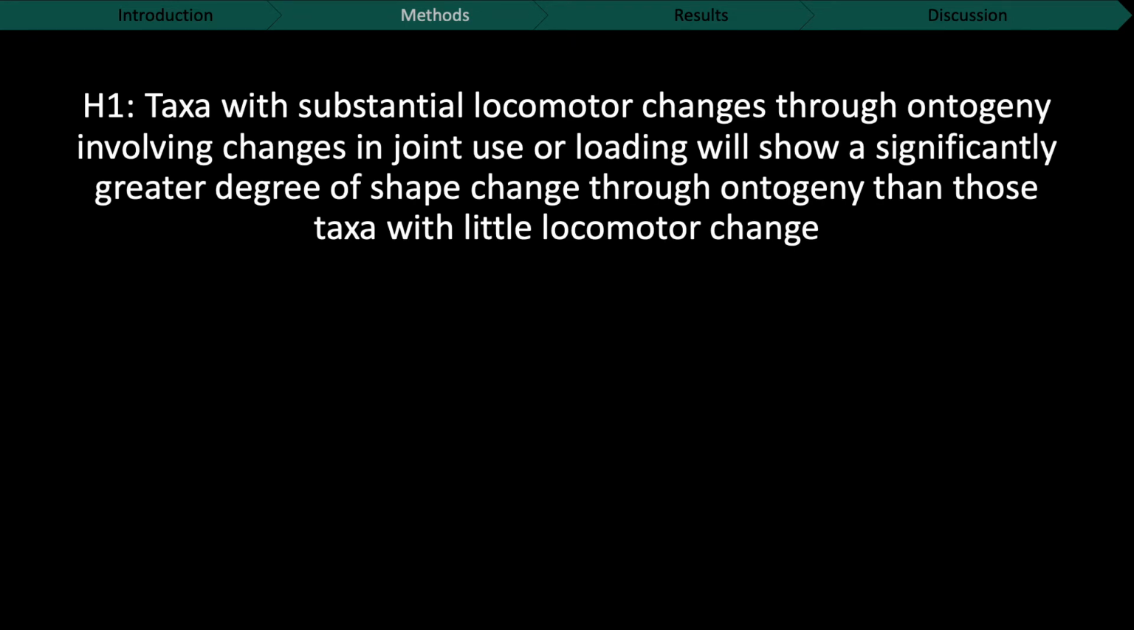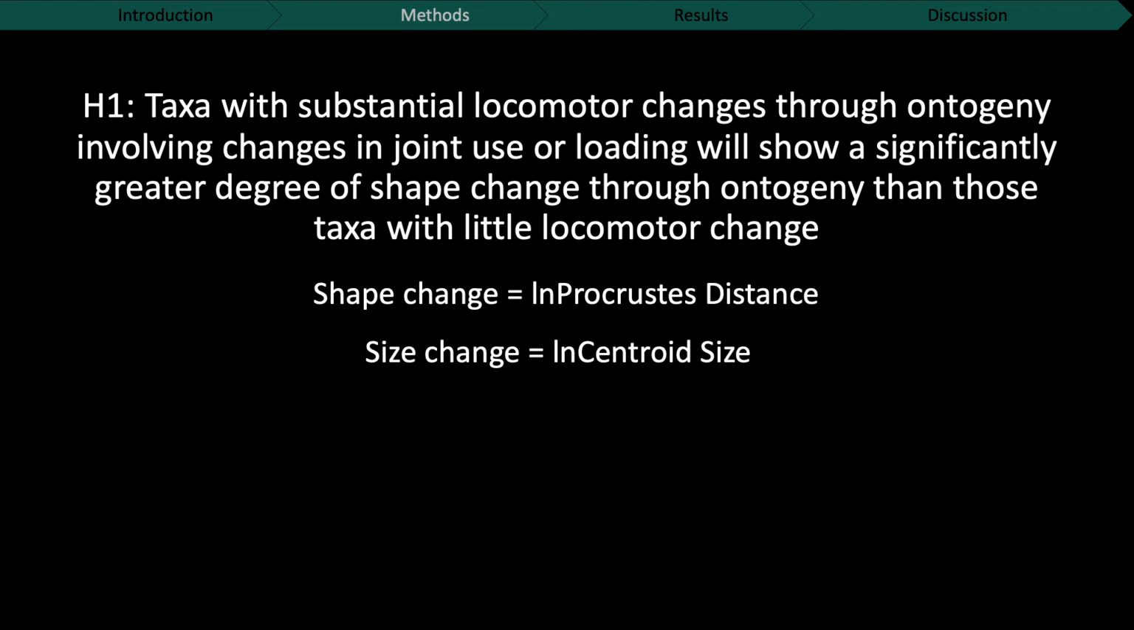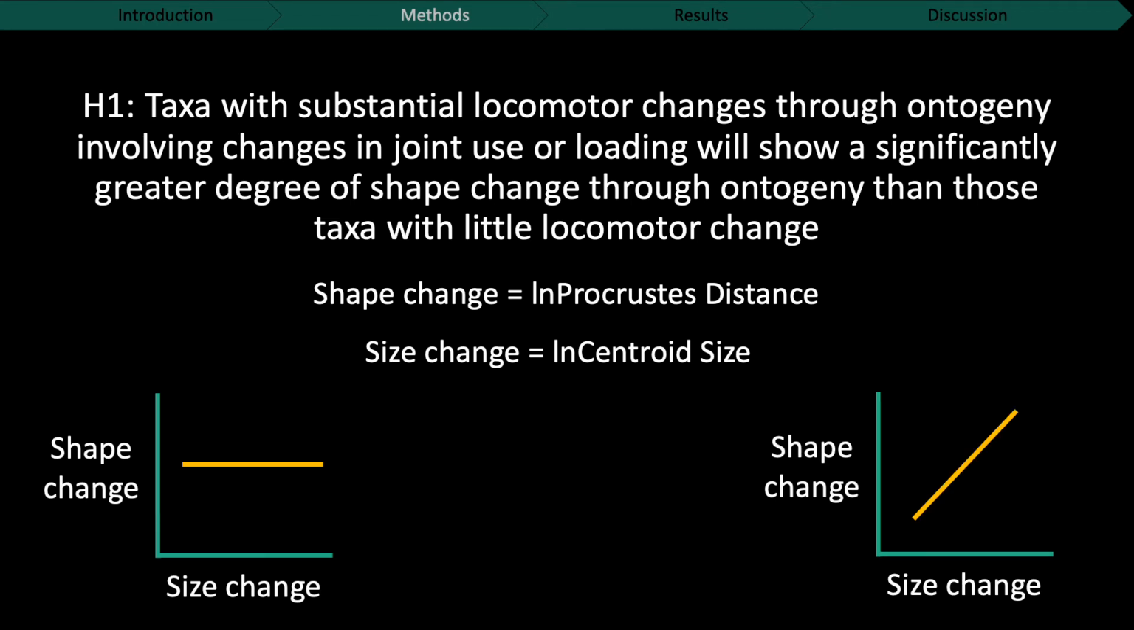To test hypothesis 1, we need to quantify the correlation between shape change and size change. So for each bone, I calculated the difference between each taxon's average juvenile shape and each individual. It's quantified as the log Procrustes distance. Then for each bone, I calculated the difference between each taxon's average juvenile size and each individual. It's represented by the log centroid size.